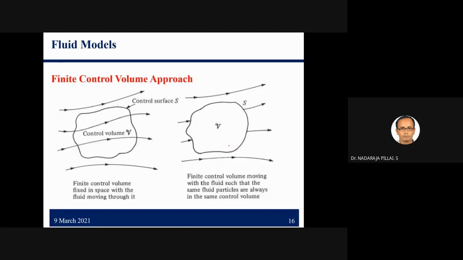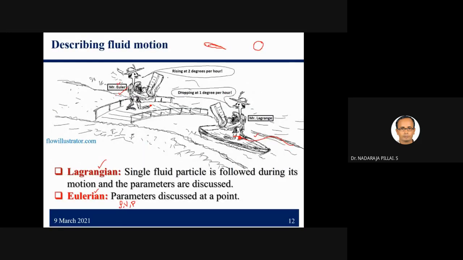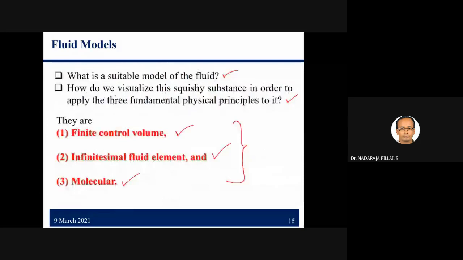So this is the control volume V. Here the fixed control volume is fixed in space with the fluids moving through it. That means the volume will not move, right? If the volume is stationary and the fluid is moving inside the volume, what approach is it? Anyone can answer? Eulerian. Yeah, Eulerian approach.